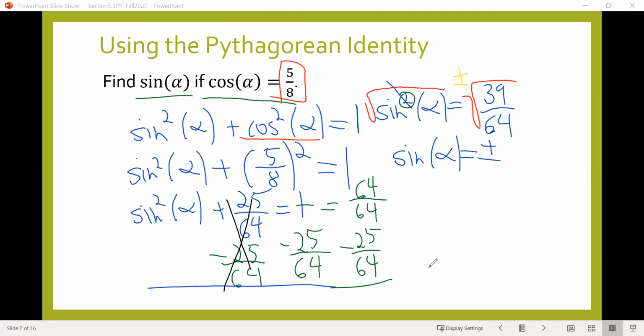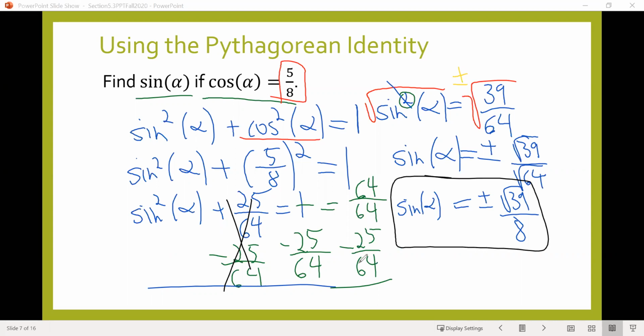And then recall, when we take the square root of a fraction, we can do it in two parts. So we can do the square root of the top, so square root of 39, over the square root of the bottom, so square root of 64. So it becomes plus or minus square root of 39/8. The square root of 39, we can't simplify anymore, and the square root of 64 is 8. So we have sine of alpha equals plus or minus square root of 39/8.